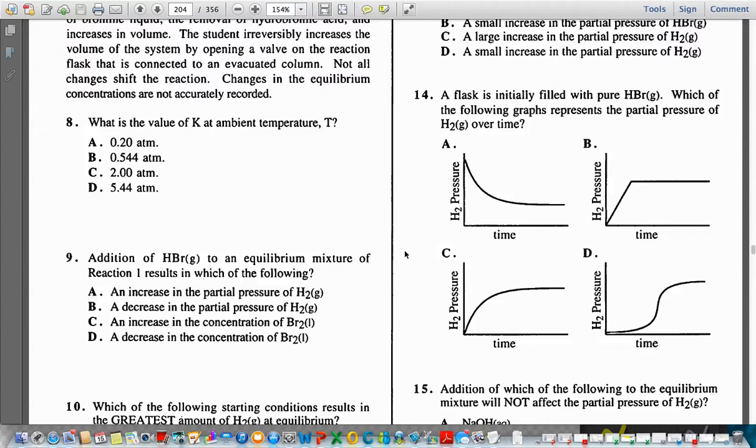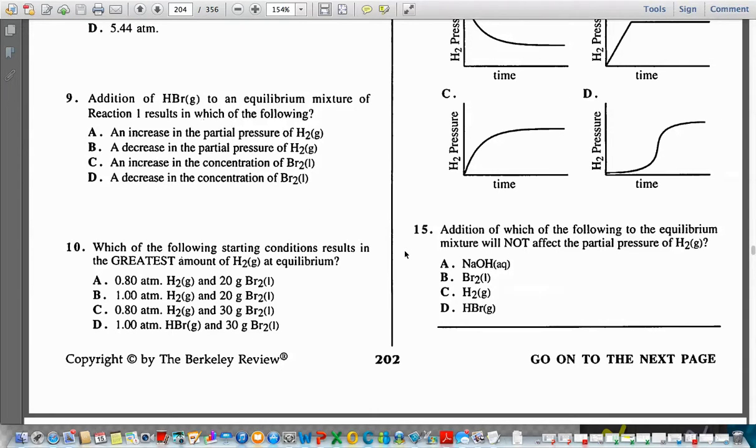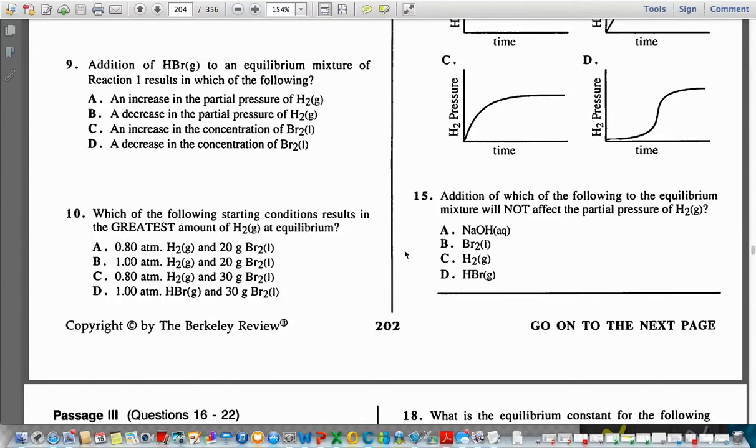What else we got? Just the last one, 15. Addition of which of the following to an equilibrium mixture will not affect bromine? Yeah, that was before I remembered that about liquid.